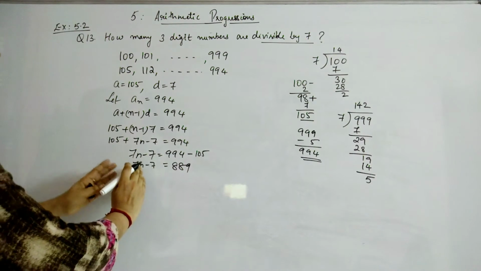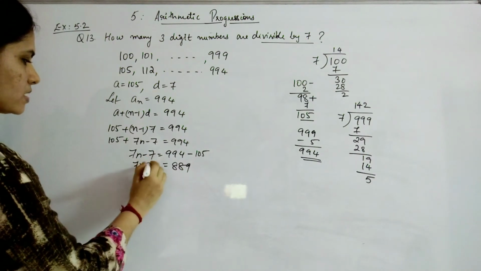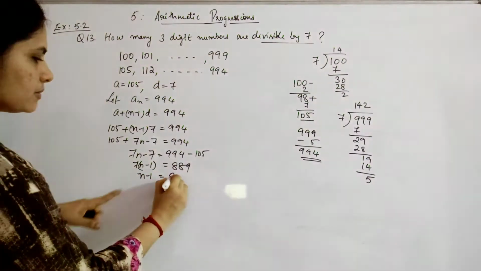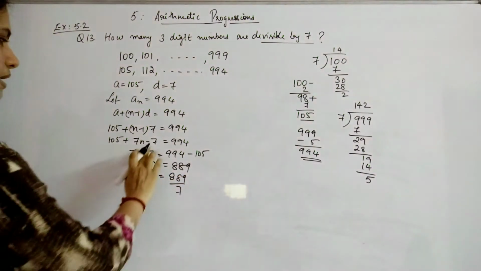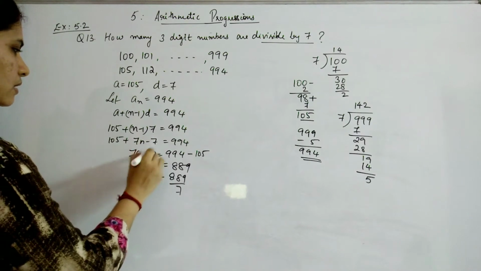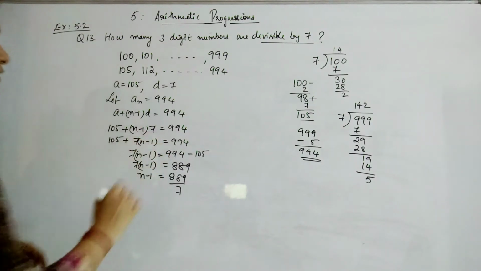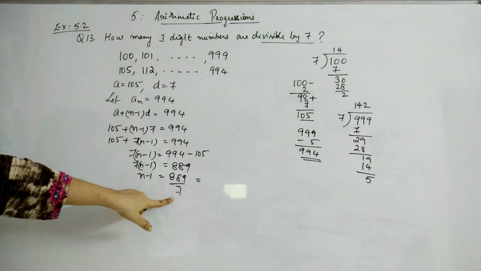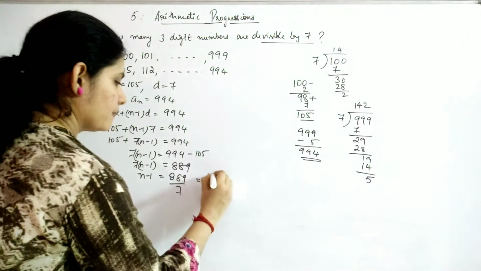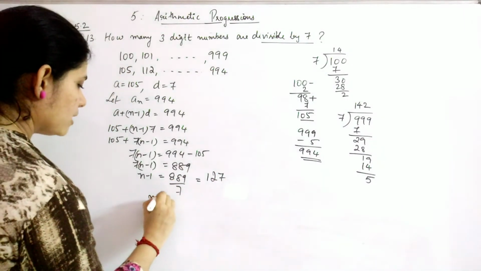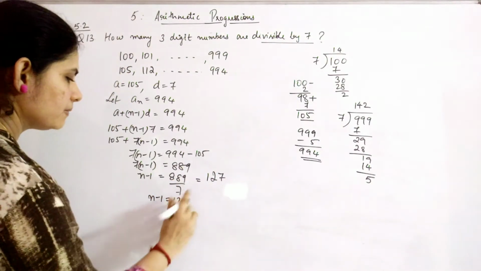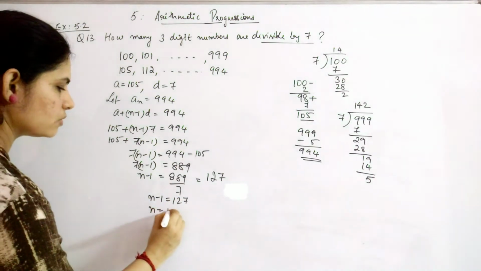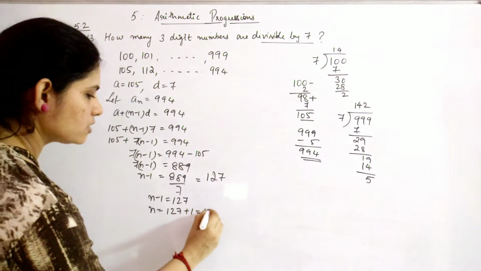Or you can say it like this also: this is your 7 into n minus 1. Now you can just multiply, meaning 889 divided by 7 will give you that. Let it be like this only, so that it will be easy for you to calculate. Now what is 889 divided by 7? You will get it to be 127. So you are getting your n minus 1 to be 127. Okay. So what will be n? It is 127 plus 1, which is 128.